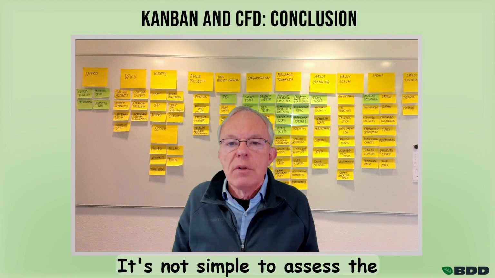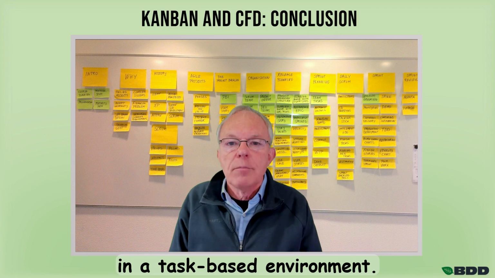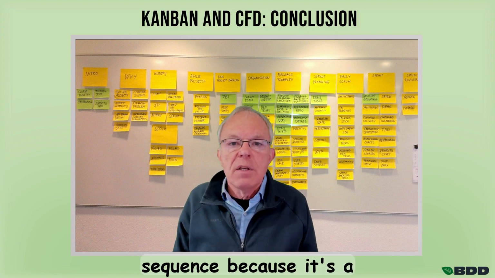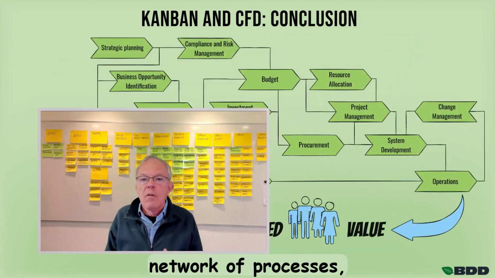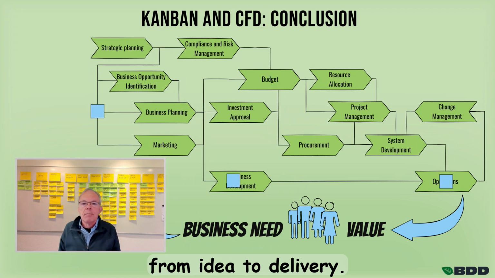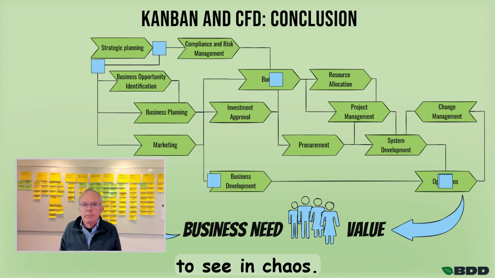It's not simple to assess the flow and understand performance in a task-based environment. You cannot see a development value stream as a linear sequence, because it's a network of processes dragging a flow object from idea to delivery. It's about learning to see in chaos.